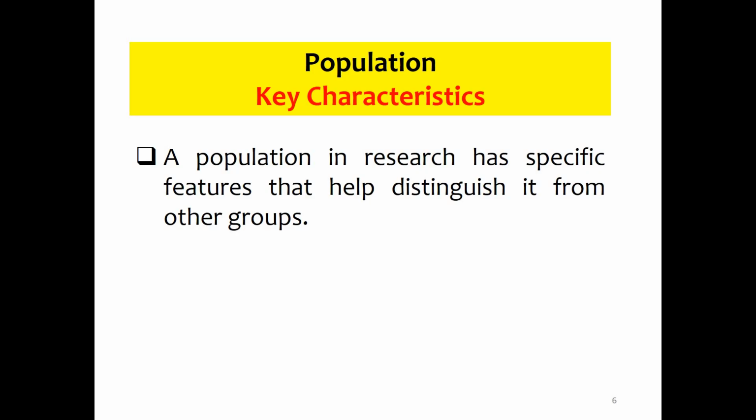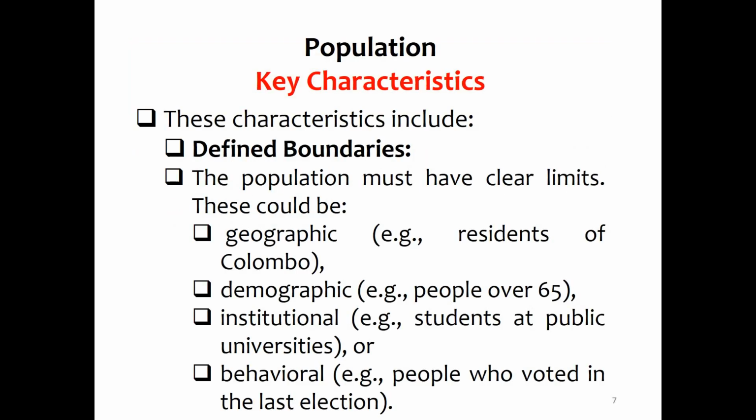Now we want to discuss the key characteristics of a population. The first one of the key characteristics of a population is a clear boundary. It might be either geographical limits, demographic limits, institutional limits, or behavioral limits. Geographical limits means the region or geographical area. As an example, like the Western Province, Colombo.